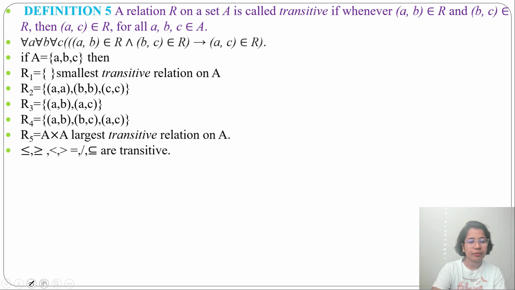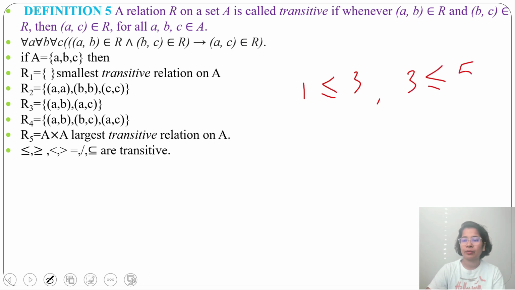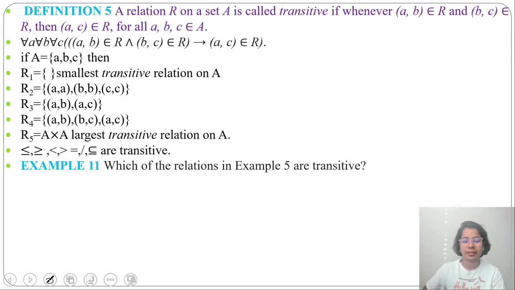Next, less than or equal to, greater than or equal to, less than, greater than, equals to, divides, and subset are transitive relations. Suppose 1 is less than or equal to 3, 3 is less than or equal to 5, then 1 is less than or equal to 5. Let's see some examples of transitive relation. Example 11. Which of the relations in example 5 are transitive? I discussed the same example for reflexive, also for symmetric. Just go through the previous lecture.